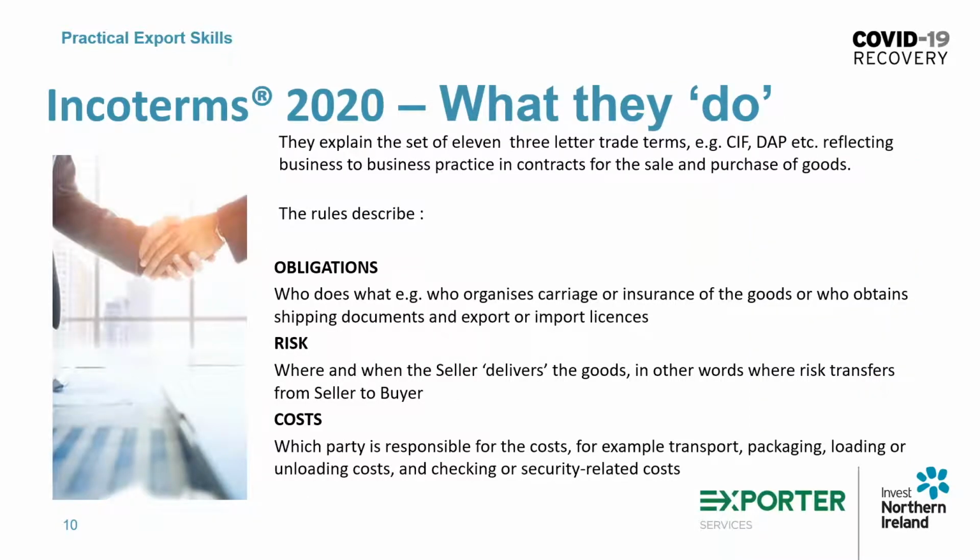What Incoterms do is discuss the obligations, so who does what, who organises carriage or insurance of the goods, and who obtains shipping documents and import and export licenses. It also covers where risk passes between the seller and the buyer, and which party is responsible for the costs, for example, the transport, packing, loading or unloading costs, and checking the security related costs as well.